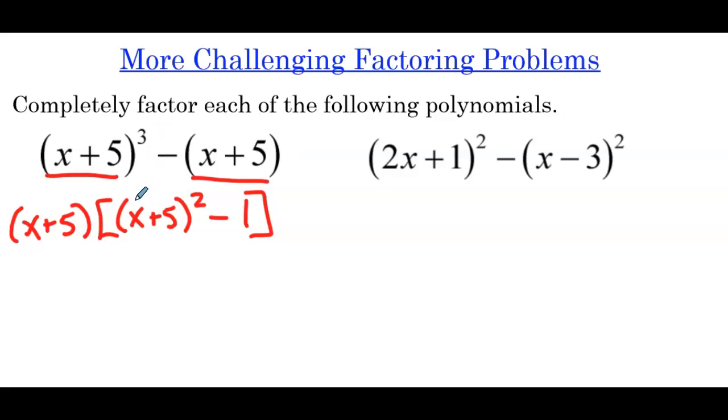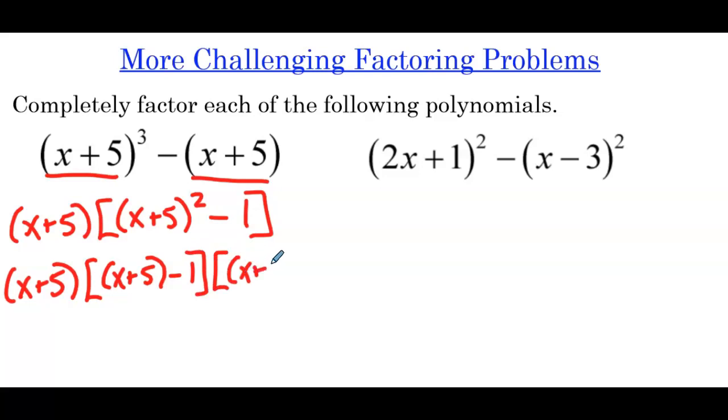Now, if we look more closely here, we have the difference of two terms. So are the two terms perfect squares? Well, (x + 5)^2 is a perfect square. 1 is a perfect square. So we could factor this using the difference of two squares. So we still have the x + 5 factor, and then we're going to have (x + 5 - 1) and (x + 5 + 1) as our conjugate factors.